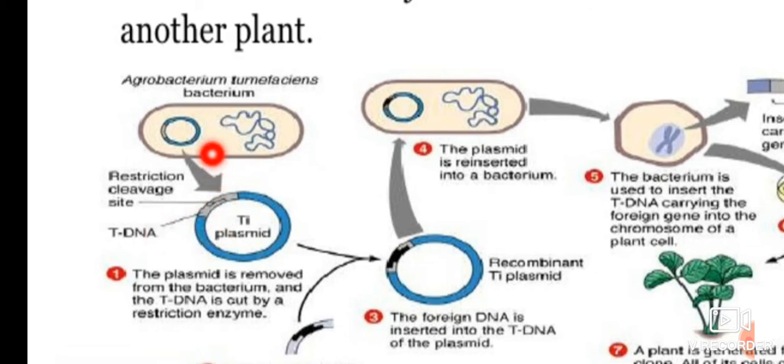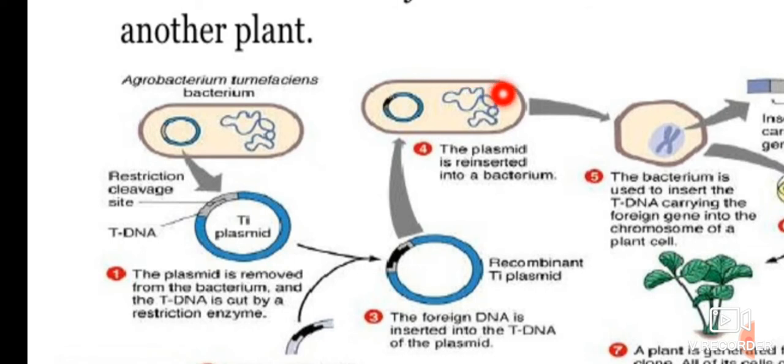This bacterium, Agrobacterium tumefaciens, is a natural genetic engineer. What we do in genetic engineering, this bacterium does naturally, incorporating pieces of genes into another organism. I'll tell you more about this now.